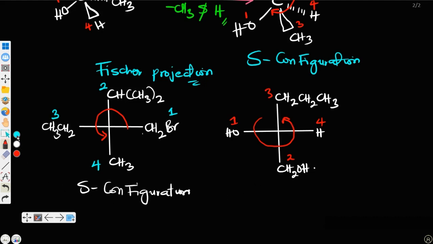Now, which is S configuration. But because the hydrogen is on this horizontal line, you do not call it S configuration, but rather you call it what? R configuration. All right. So that is basically that for this. It's quite an easy one.